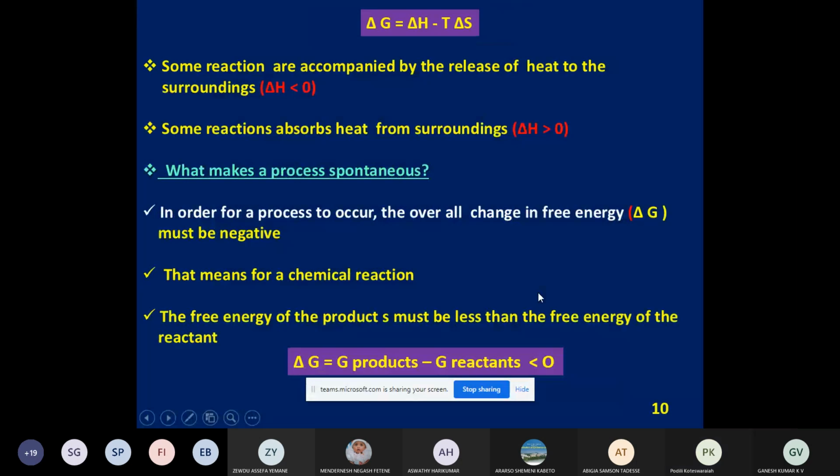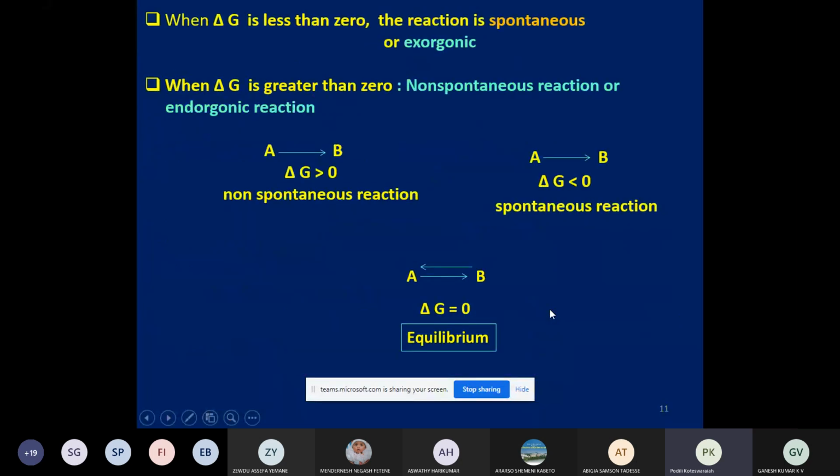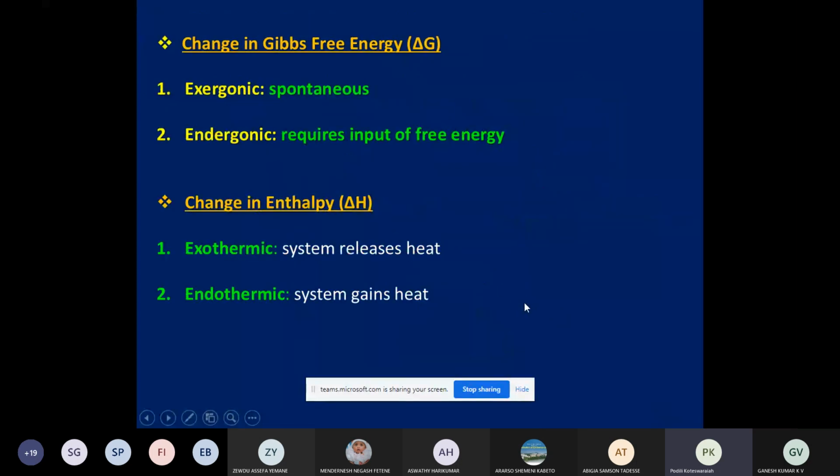Here we discussed what makes a process spontaneous. That depends on the free energy change, which is the free energy of the products minus the free energy of the reactants. If the free energy change is less than zero, it is a spontaneous reaction. If it is greater than zero, it is a non-spontaneous reaction. If it is zero, the reaction is in equilibrium.